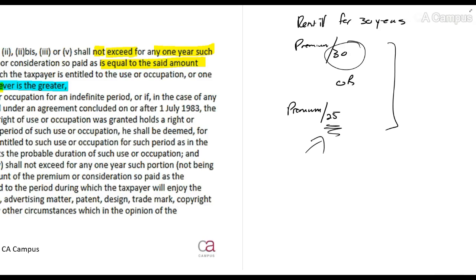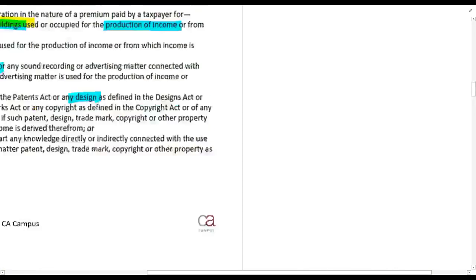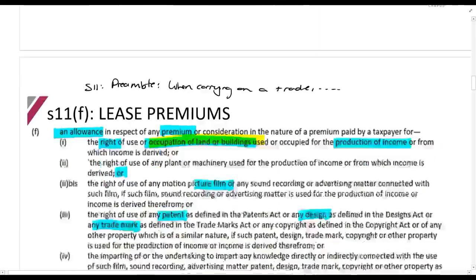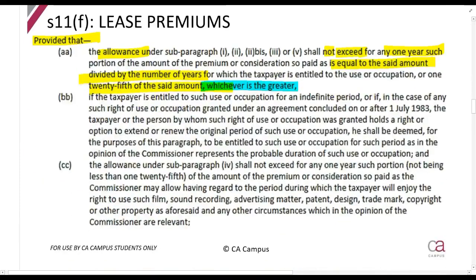But let's say it was for 3 years only. So premium divided by 3 or premium divided by 25, then the 3 will win. So that is where our rule comes from, where we say it cannot exceed 25 years. And you're fine to just show this calculation, guys. It is acceptable. Please note that.